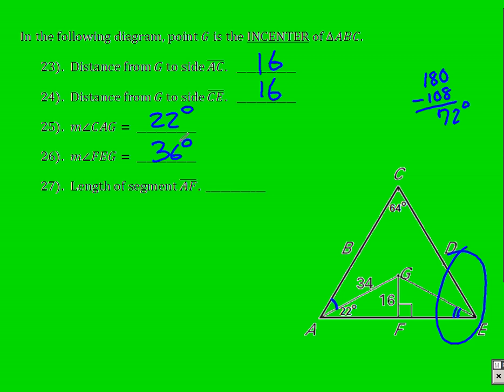The last one, the length of segment AF, I'm going to have a right triangle there. So same thing as before. A squared plus 16 squared equals 34 squared. And when I do that, I should get that a squared ends up being 900, which means when I take that square root, a will equal 30 for my answer.